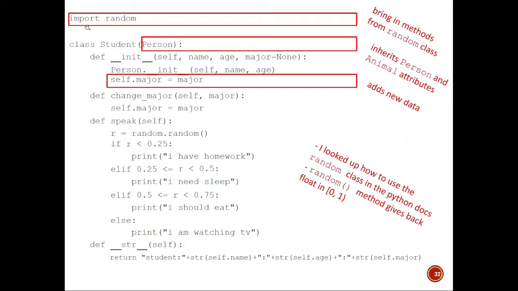Here, for example, we can also import classes or import methods from particular classes. So for example, with this command, we actually bring in all the methods from the random class. Here we define a new class, student, belonging to the person class. Again, we can define a new initialize that is based on the initialize method of the person class, and also define a new data attribute, which is the major. Then we can define new methods such as change major, speak, and the str method.